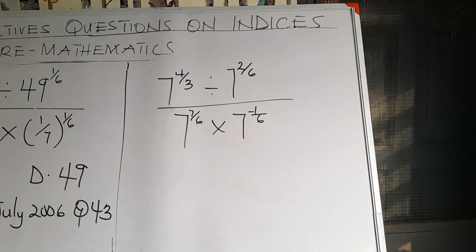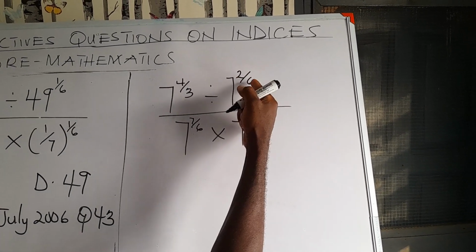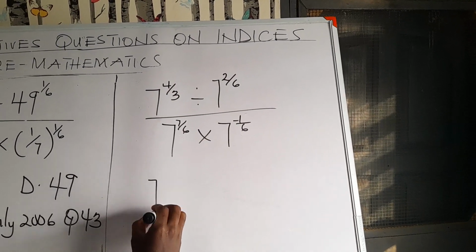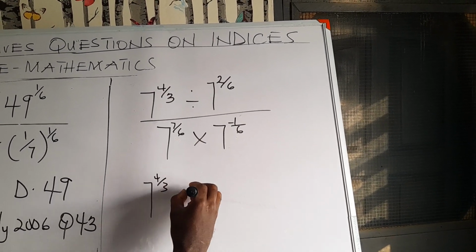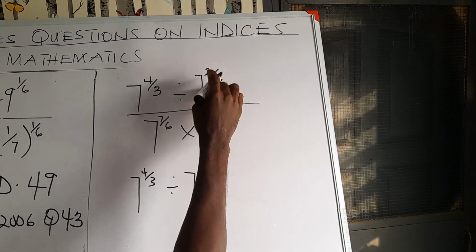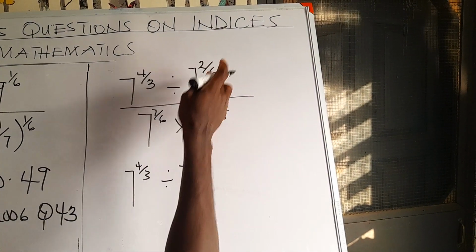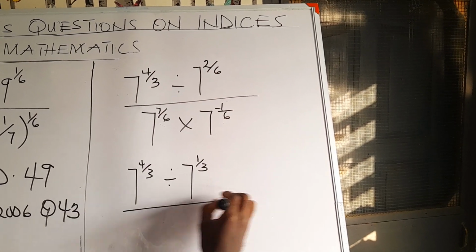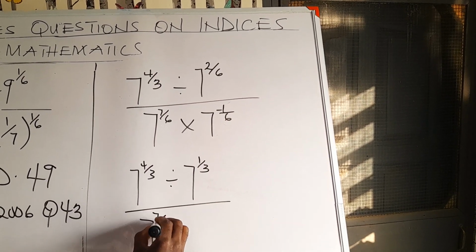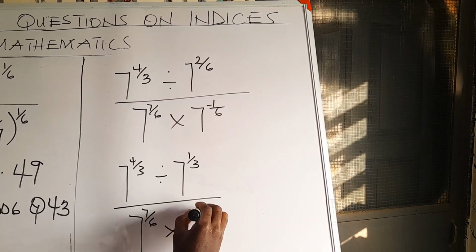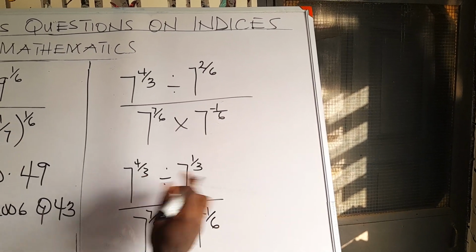So let's continue. 2 can go into 6 three times. So we have 7 exponent 4 over 3 divided by 7 exponent 1 over 3, all over 7 exponent 7 over 6 times 7 exponent negative 1 over 6. So now the bases are the same.